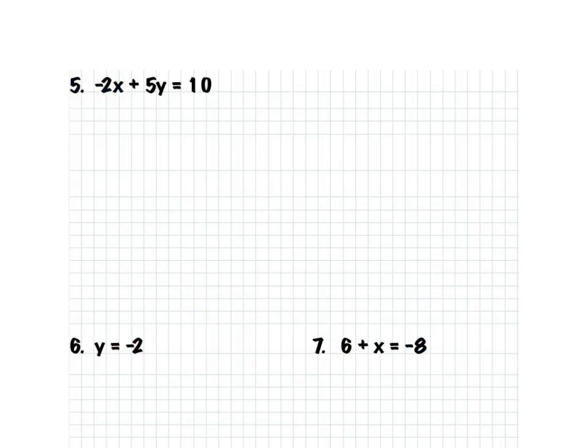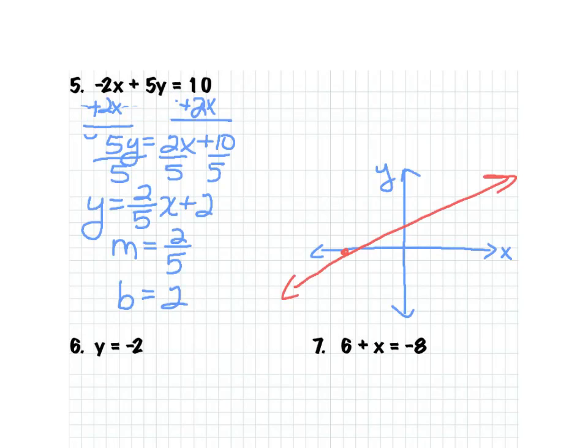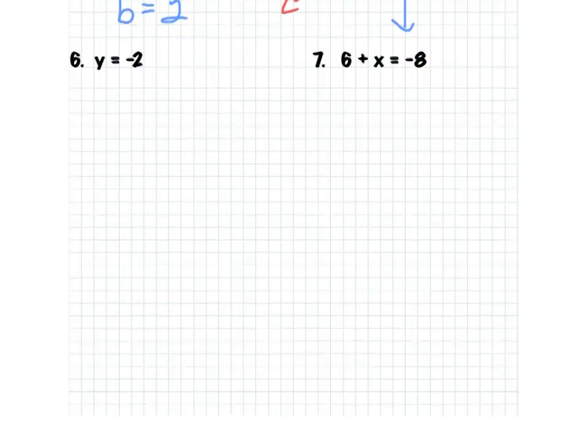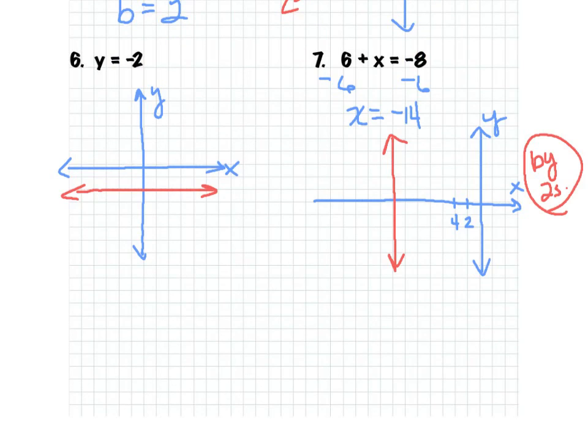Okay, please graph number 5 on your own. Remember that you first need to write it in slope-intercept form. Y equals mx plus b. Go ahead and rewrite it in slope-intercept form and graph it. Pause the video now. Okay, please check your work. Number 6 and 7 you can graph on your own. Pause the video, please. Okay, please check your work on 6 and 7.